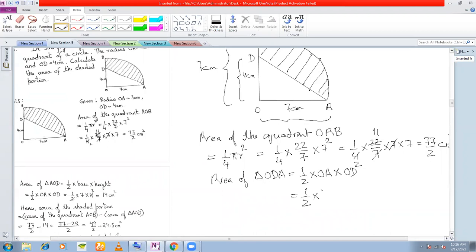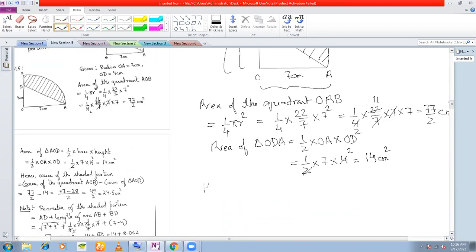Half into OA is 7 and OD is 4. Now you can cancel this. You get 14 centimeter square. This is the area of the triangle. Hence, what is the area of the shaded region? Area of the quadrant minus area of the triangle.